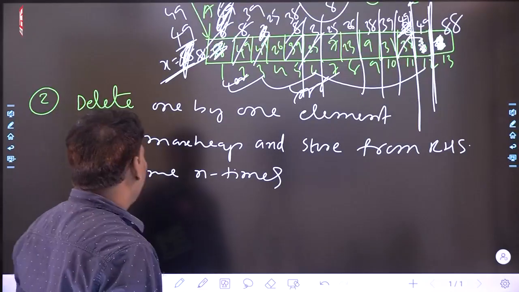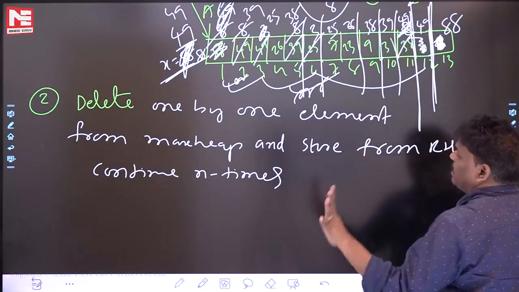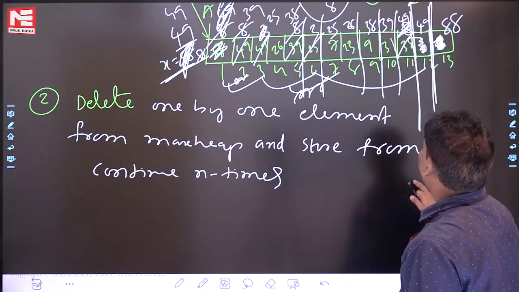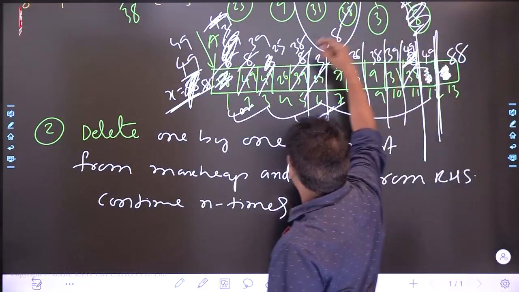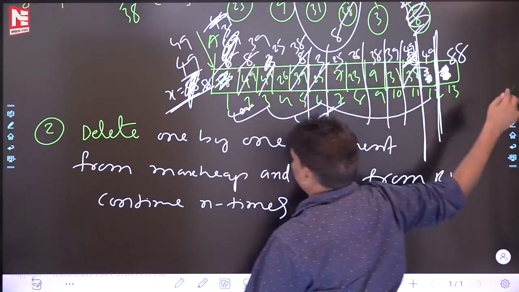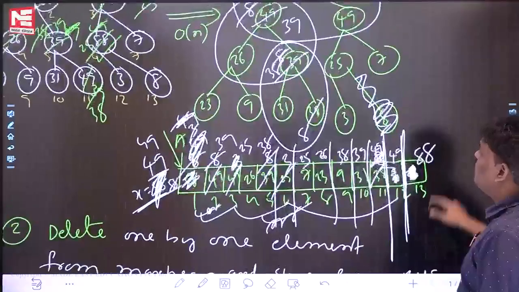Delete one by one element from the max heap and store from right hand side. Continue n times. If you continue n times, what came? Maximum and so on, minimum. Ascending order is okay. This is the story.